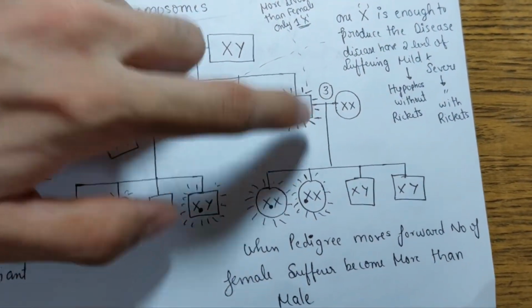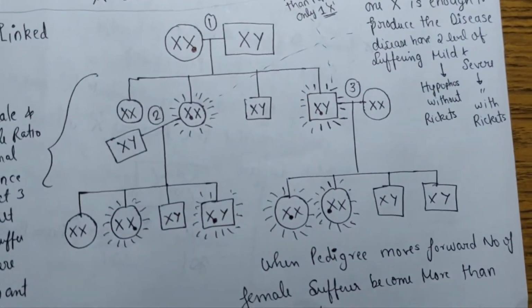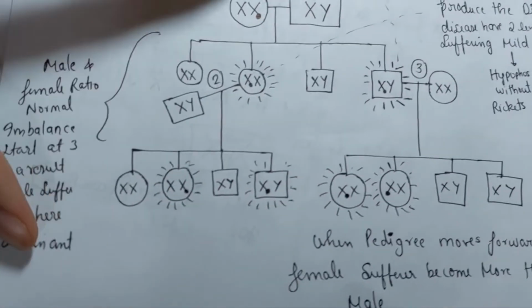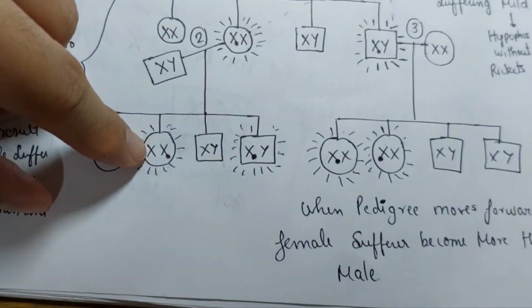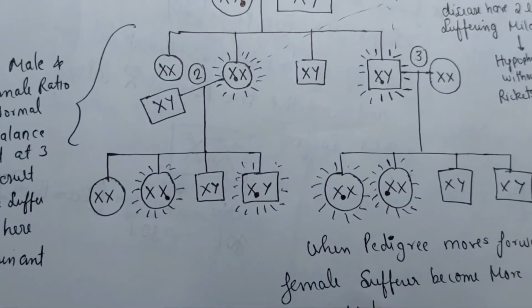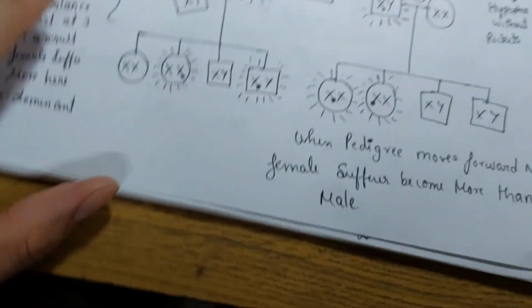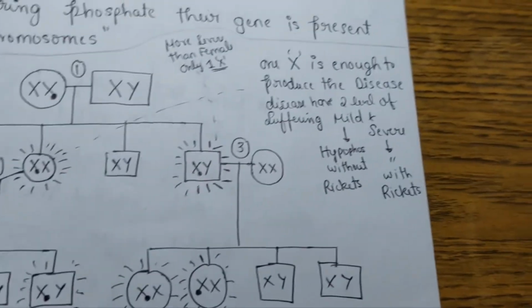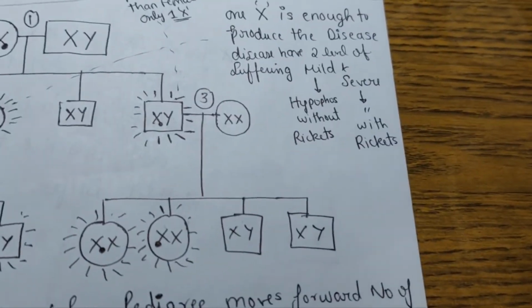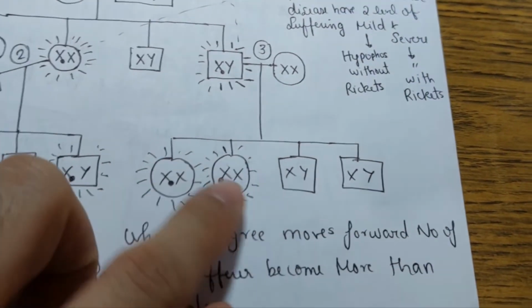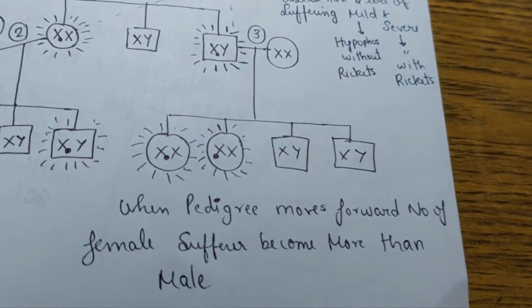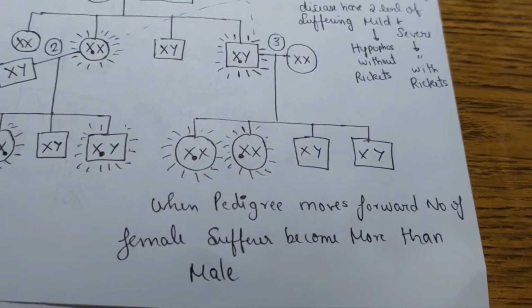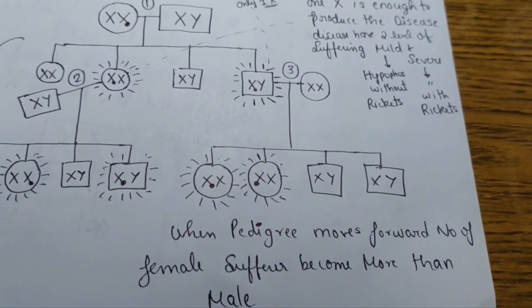So 50% of the progeny will be affected. Now if we cross this affected female with a normal male, in her progeny only one female will be affected and one male will be affected. So again, there is a 50-50% chance. But now if we cross the affected male with a normal female, both the daughters of this male are going to be affected, and both the sons of this male are not affected. So there is no father to son transmission we can see here.